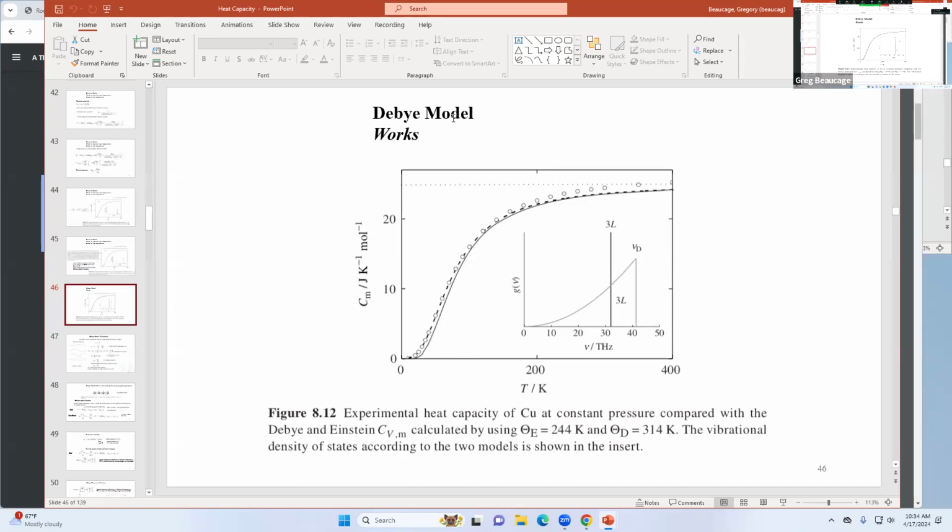What was like a coup for Debye? This is one of the main things that he did. This heat capacity. All right.